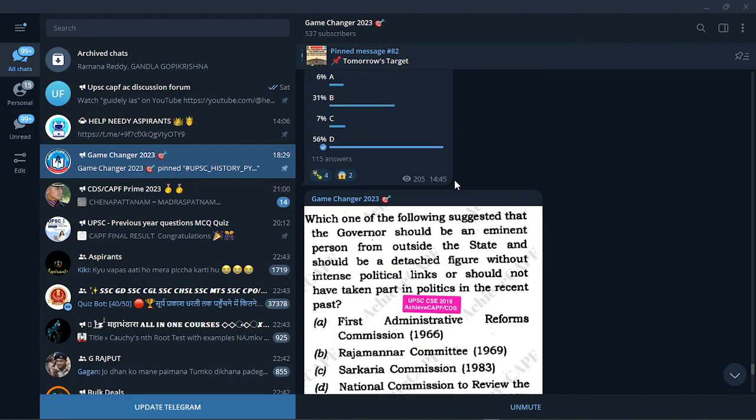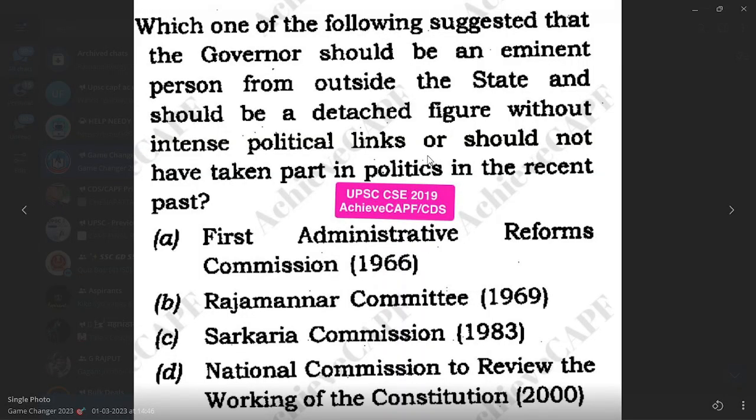Which of the following suggested that the governor should be an eminent person from outside the state and should be a detached figure without intense political links, or should not have taken part in politics in the recent past? Sir, Rajamannar?